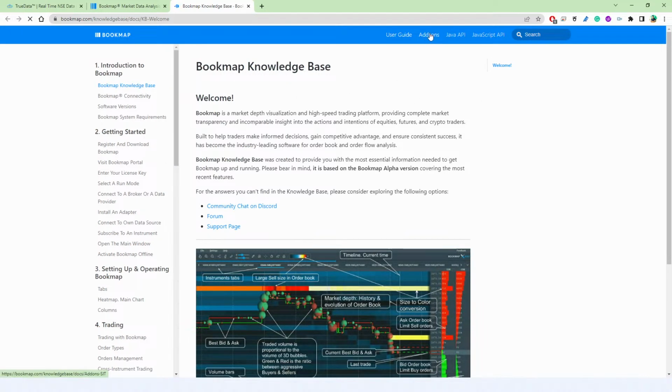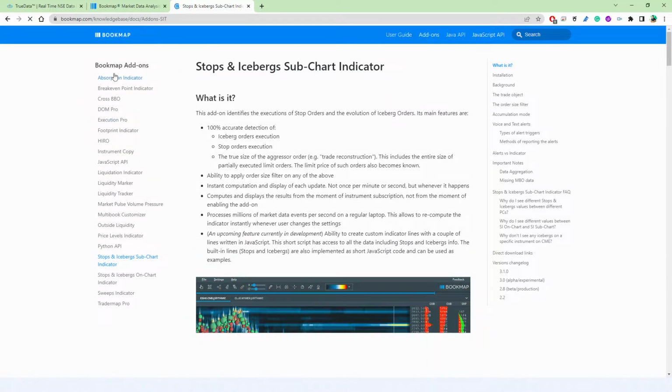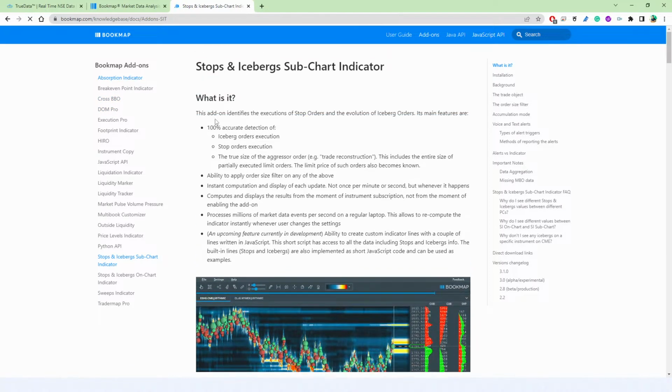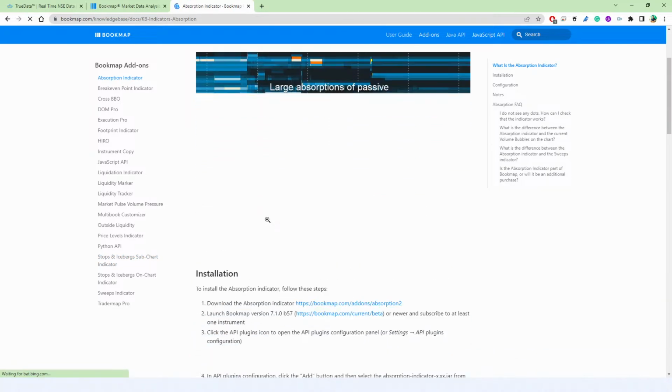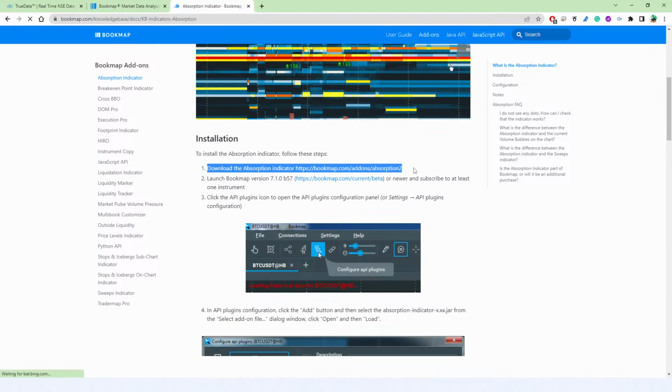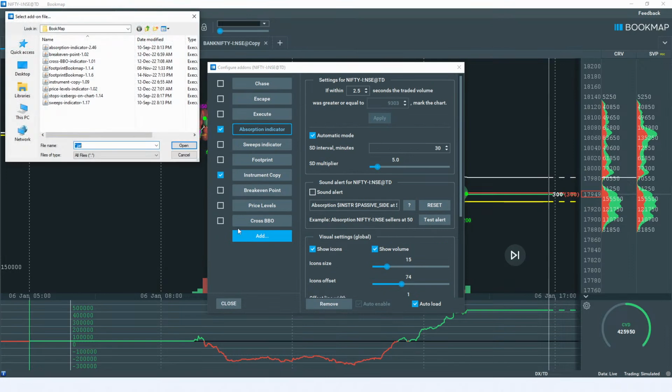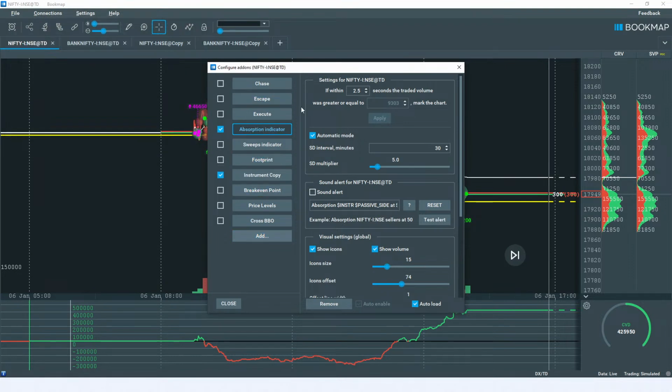As you can see in the knowledge base, if you visit the add-ons, at the left corner you can see all the add-ons that are being offered. For example, if you visit the absorption indicator, you'll see all the information about that indicator, and this is where you have the link to download it. Once you download it, you'll get the Java file, and you simply need to go to configure add-ons, click add, and then import. These are the indicators that I have downloaded from the website, and they have been uploaded to this add-on box. Once that is done, you'll be able to see the indicator here.